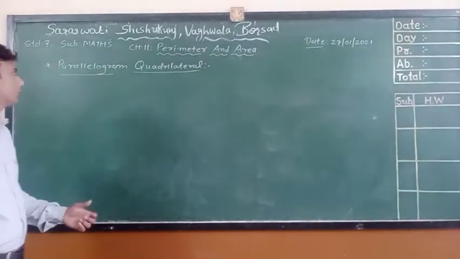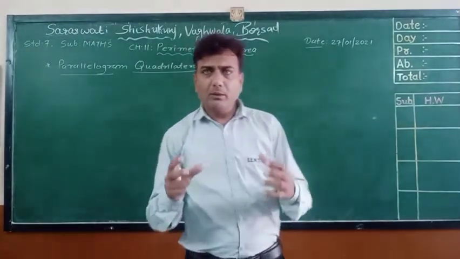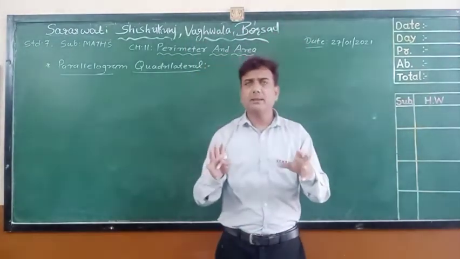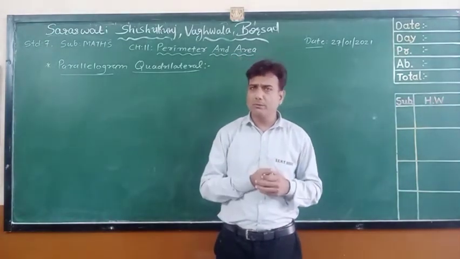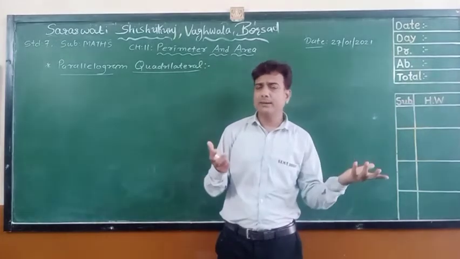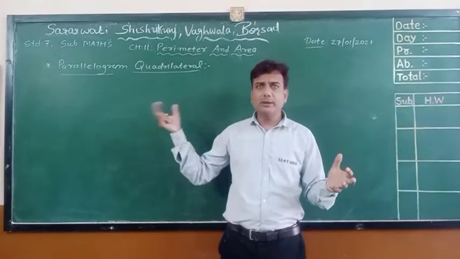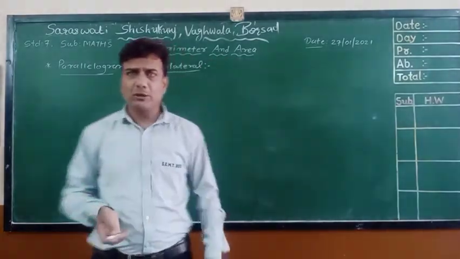In this parallelogram quadrilateral, we can observe that a quadrilateral has four sides, four angles, two diagonals. These all are the parts of a quadrilateral. We know this because the same concept already came in our square and rectangle figures also. So in this quadrilateral, we can observe the parallelogram.